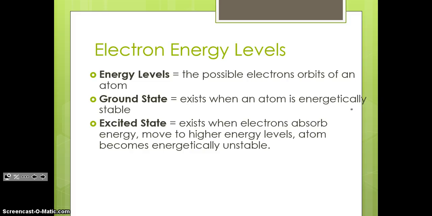However, if we supply energy to the atom, we can cause it to move to an excited state. This means that some of the electrons have moved to outer energy levels because of that absorption of energy. This is an unstable state of being. It's going to have a tendency to return back to ground state fairly quickly because it's unstable.